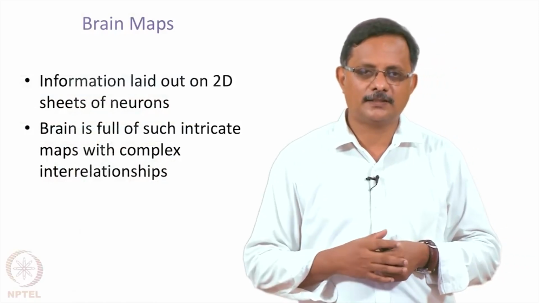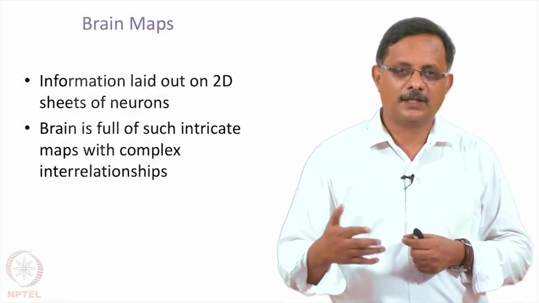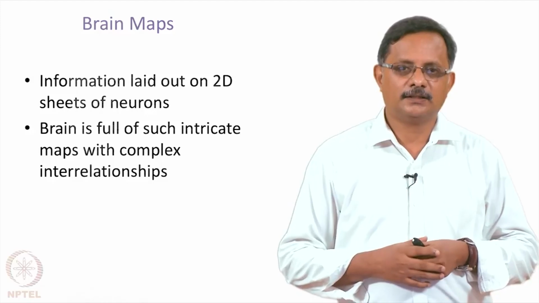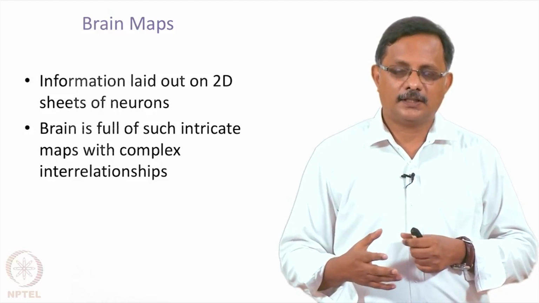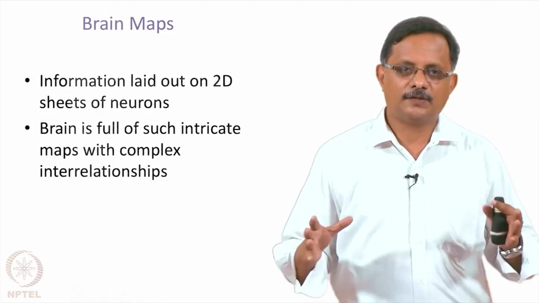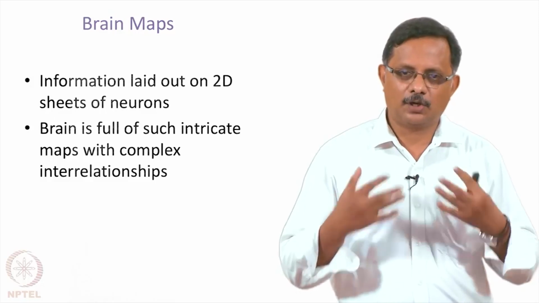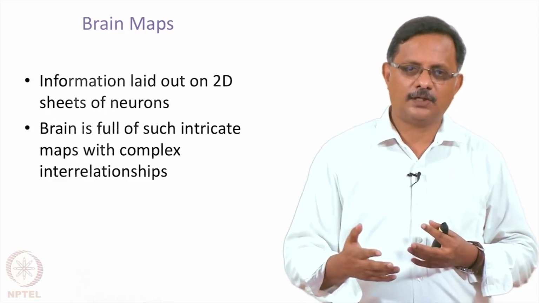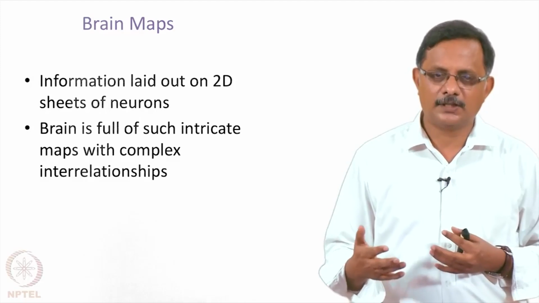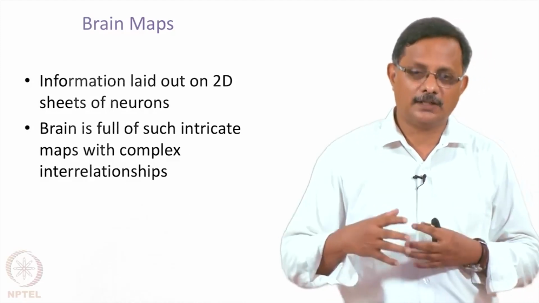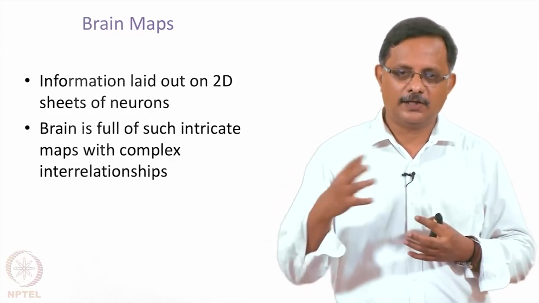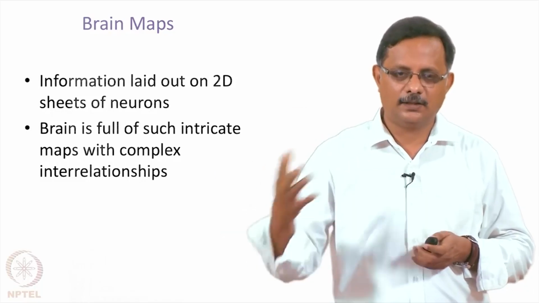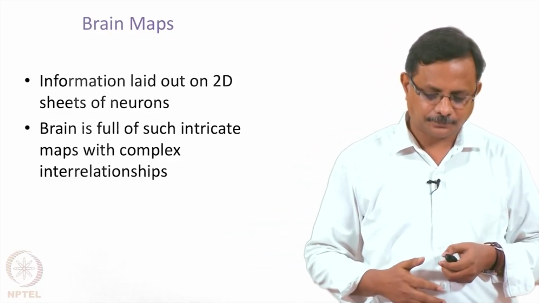And interestingly, you see such distortions even in brain maps, for various reasons. Brain maps consist of information laid out on 2D sheets of neurons. They can be cortical maps. In fact, the maps we have encountered so far are mostly cortical maps, but they can be subcortical maps. There are many such maps in the brain, and very often these maps are interconnected in complex fashions.